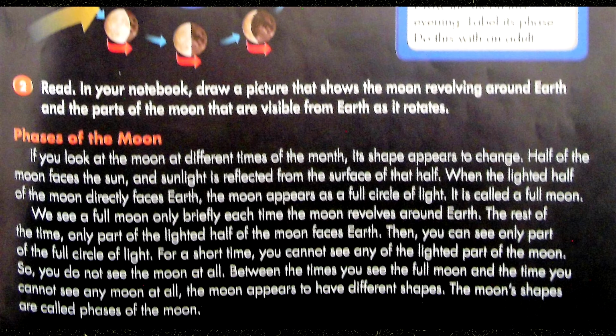Between the times you see the full moon and the time you cannot see any moon at all, the moon appears to have different shapes. The moon's shapes are called phases of the moon.